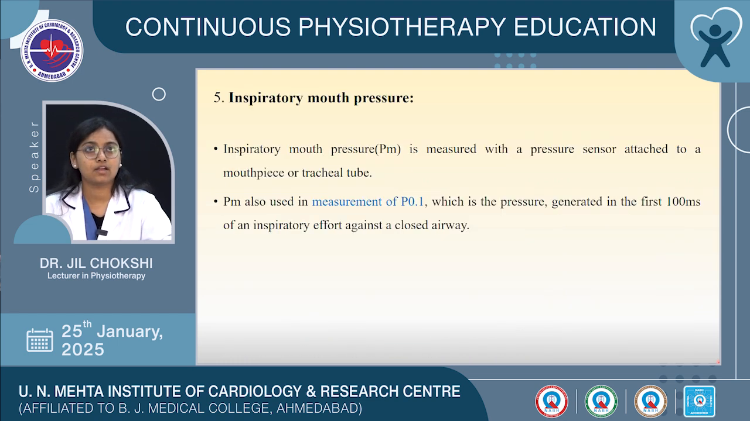Fifth one is the inspiratory mouth pressure. It is measured with the pressure sensor that is attached to the mouthpiece or the tracheal tube. Inspiratory mouth pressure is also used in measurement of P0.1, which is the pressure that is generated in the first 100 milliseconds of an inspiratory effort against the closed airway.